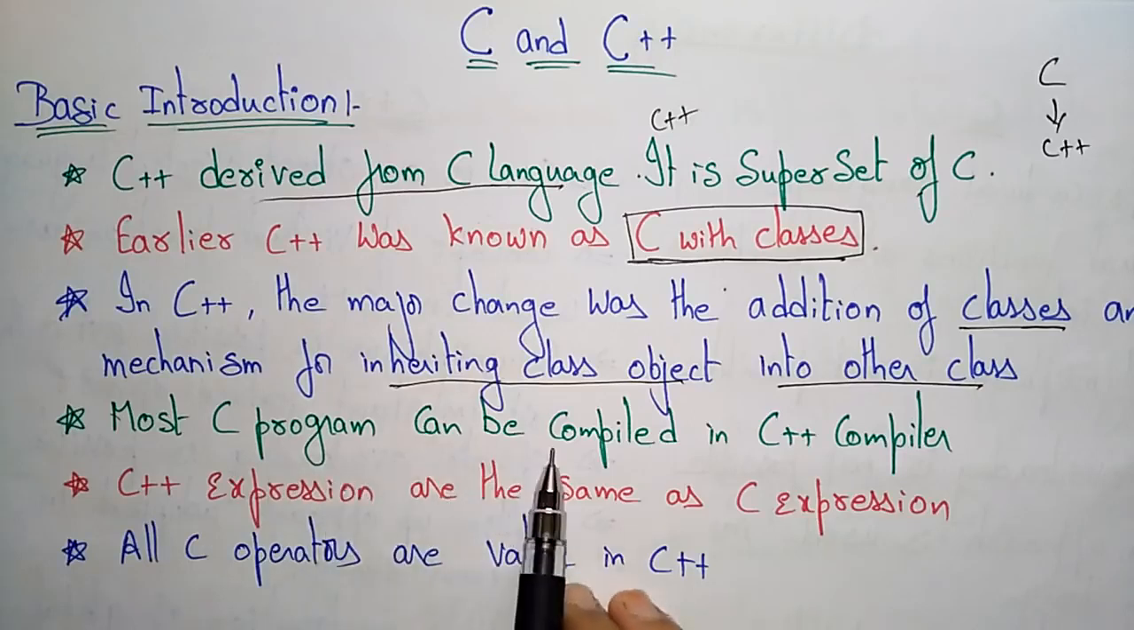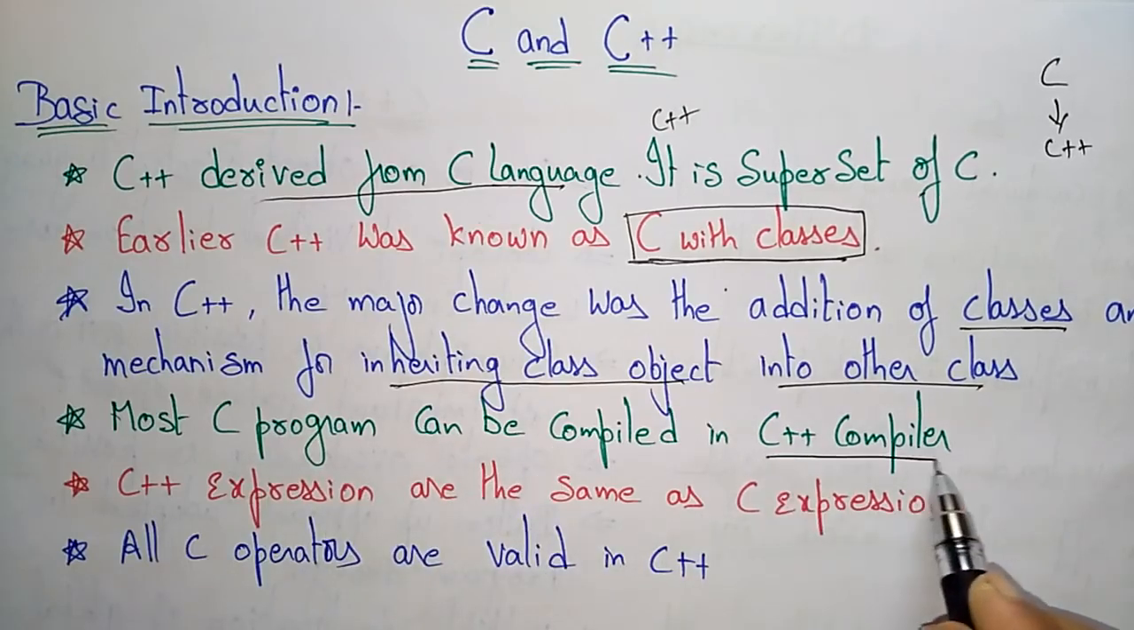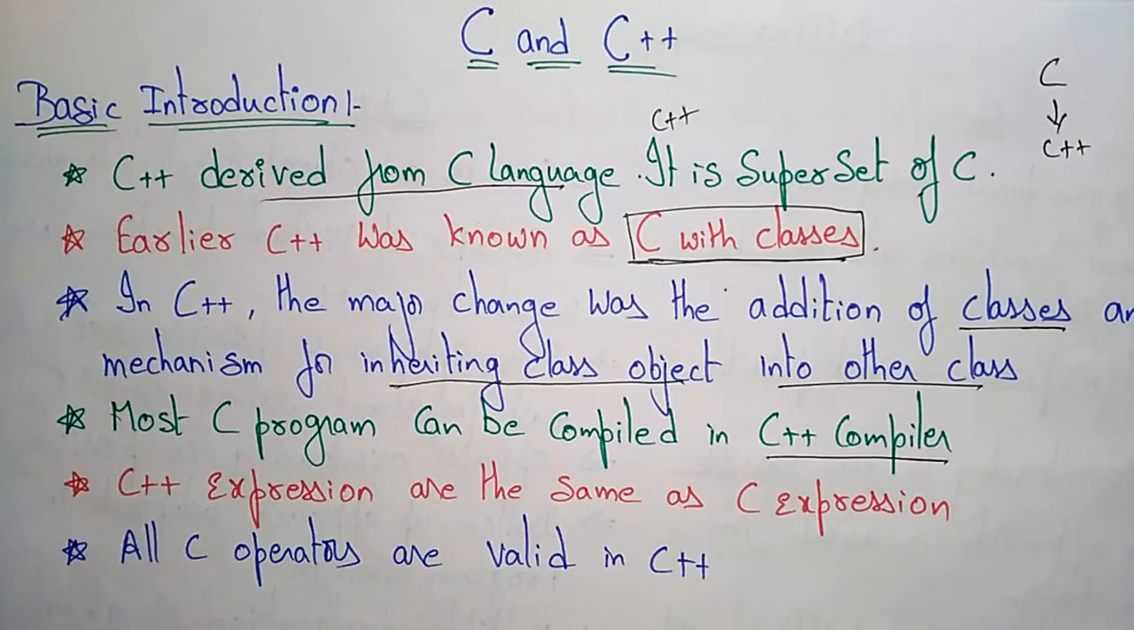Most C programs can be compiled in a C++ compiler. So you can compile your C programs in C++ also, because for both we are using the same compilers. After saving the program, whenever you want to run it, first it should be compiled, before it becomes executable code.